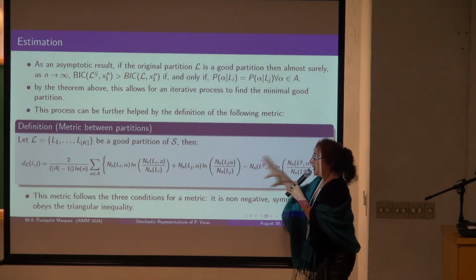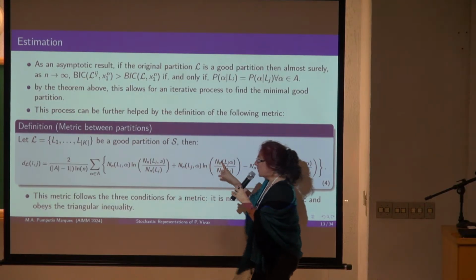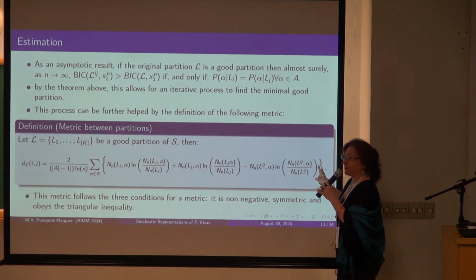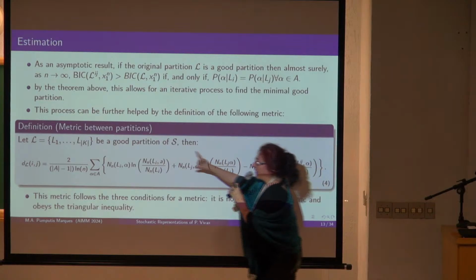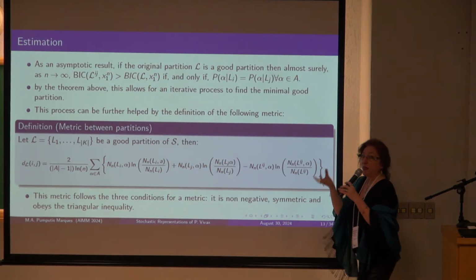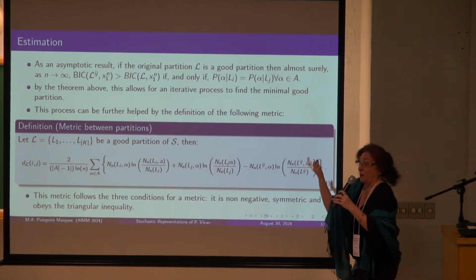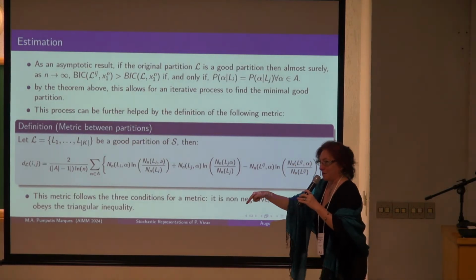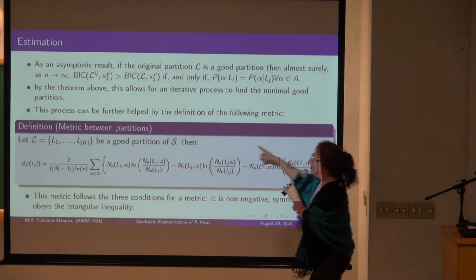This metric says some clusters need to be separated or need to be together, one versus the other. Some parts need to be separated or need to be together. How do we decide? The BIC increase. When the BIC increases, the option is to put together. When the BIC decreases, separate. So this is the metric.